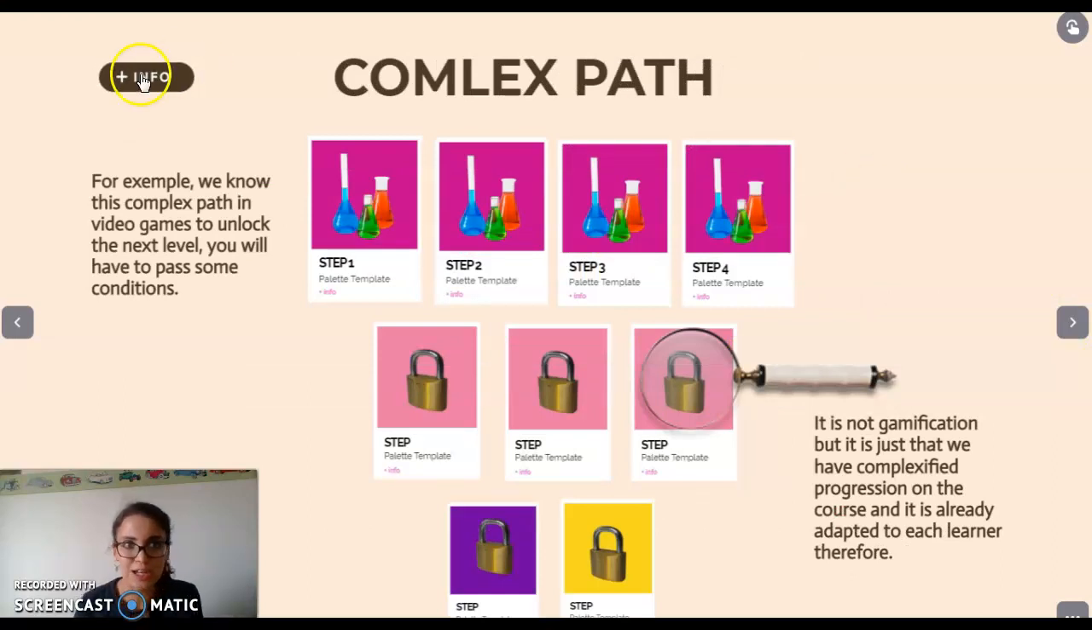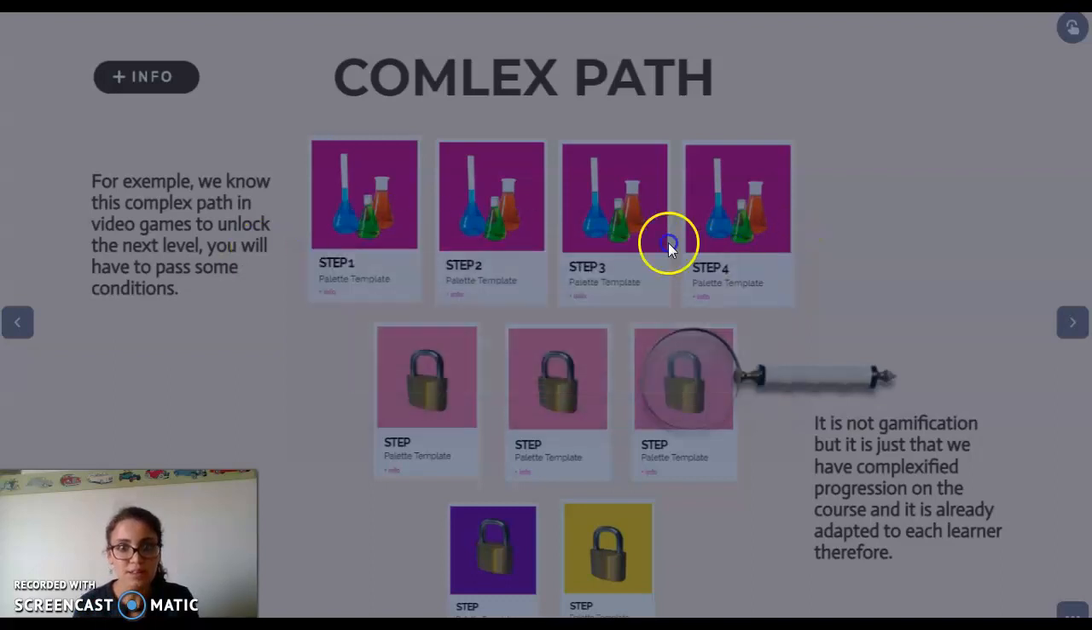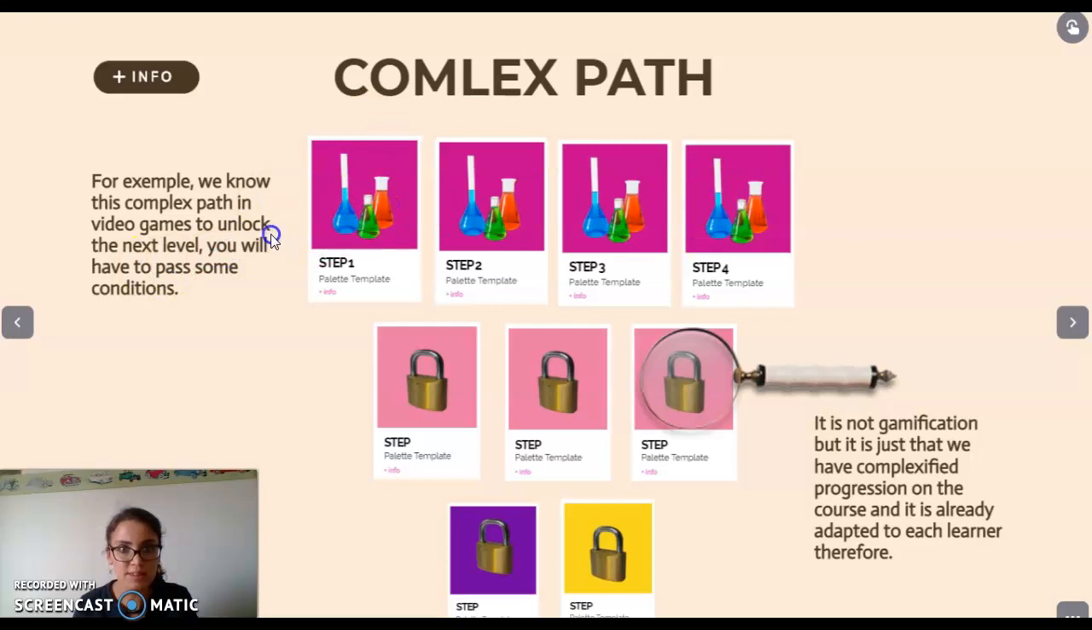And for the third one, the complex path. Complex path, it's complex. It's not easy. It's a course where we really have to pass these steps. The first step is a first step with 4 steps. And we say it's complex because, maybe like in video games, you have to unlock something for passing to the next level, and you will have to pass some condition.